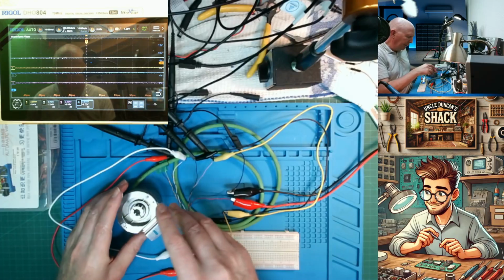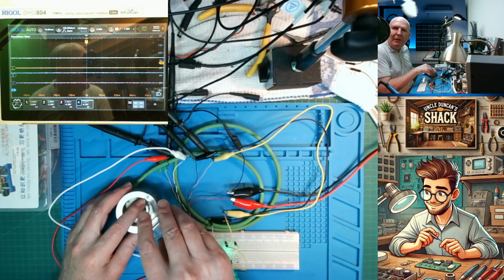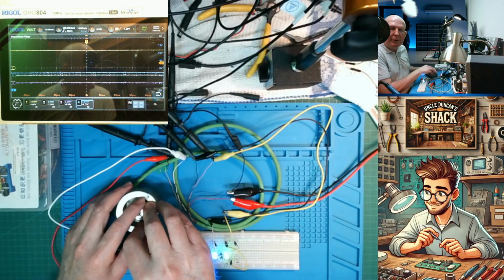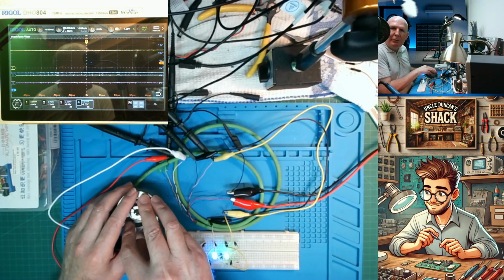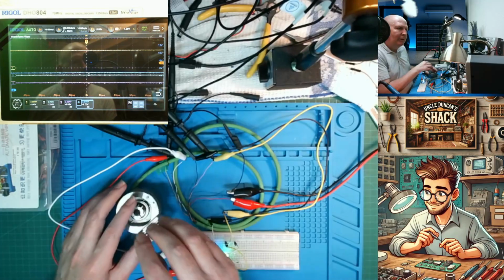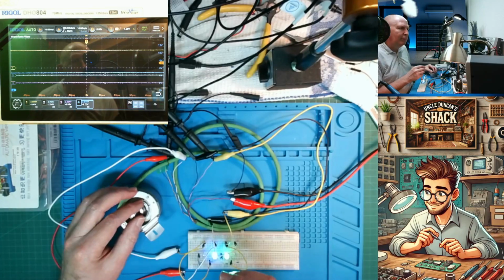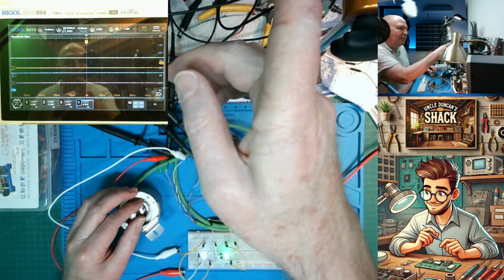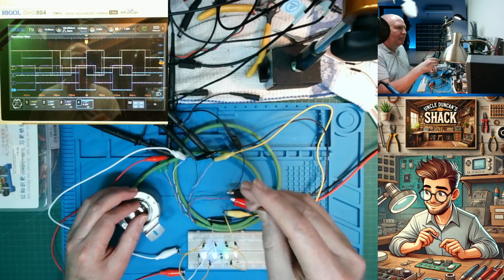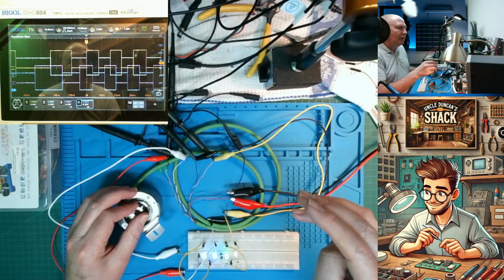What they do is they regulate it internally. So what comes out is TTL. It's 5 volts, okay? So it's a 5 to 30 volt encoder, but the output is TTL. So it's 5 volts coming out. So over there, I've got the scope cam, and you can see the voltages coming out.